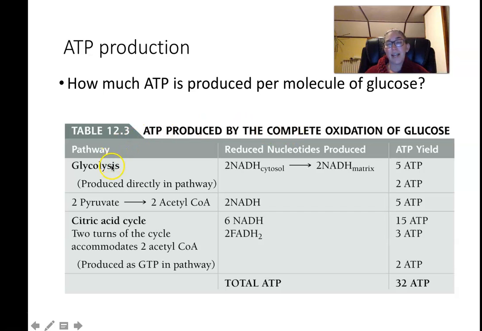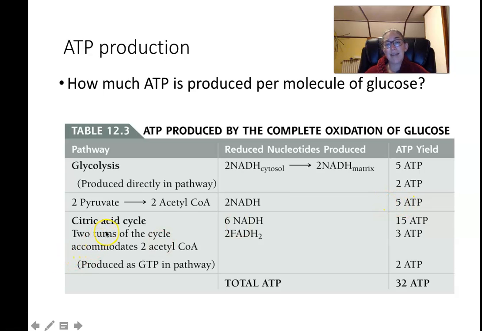So let's go to glycolysis, that first pathway. Glycolysis, that 10-step pathway where we're converting glucose to pyruvate. All right, we end up making 2 NADHs and we make 2 ATPs. So those 2 NADHs get converted into ultimately 5 ATPs at the end of the electron transport chain. When we convert pyruvate to acetyl-CoA and we oxidize it in the presence of oxygen, we also make 2 NADHs. So there's another 5 ATPs.